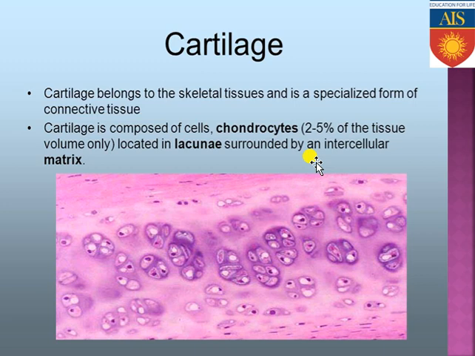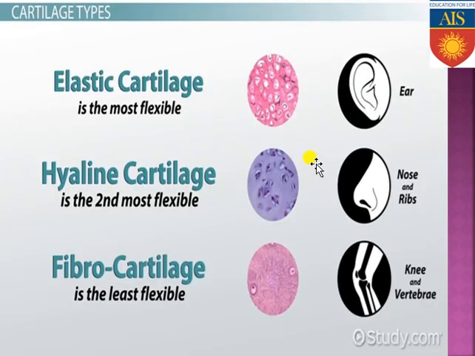Keep it in your mind, this cartilage is made up of cells commonly known as chondrocytes. Of the total cartilaginous tissue, 2 to 5% of the tissue volume is represented by chondrocyte cells, and those cells are located in the lacunae and surrounded by an intercellular matrix. Now cartilage can be of three types.